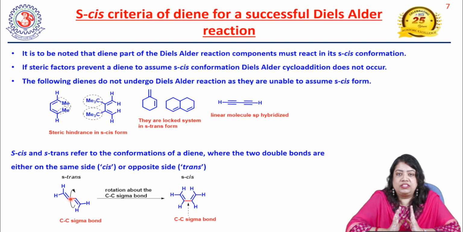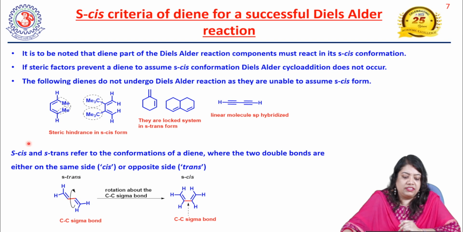So it is to be noted that the diene component of the Diels-Alder reaction must react in its S-cis conformation. If steric interaction hinders the molecule from assuming a cis conformation, then the Diels-Alder reaction does not take place. For example, here in these two molecules, methyl-methyl steric interactions, and here CMe3 steric interaction takes place, and it forces the molecule to orient itself in the S-trans conformation. So these molecules do not undergo the Diels-Alder reaction.